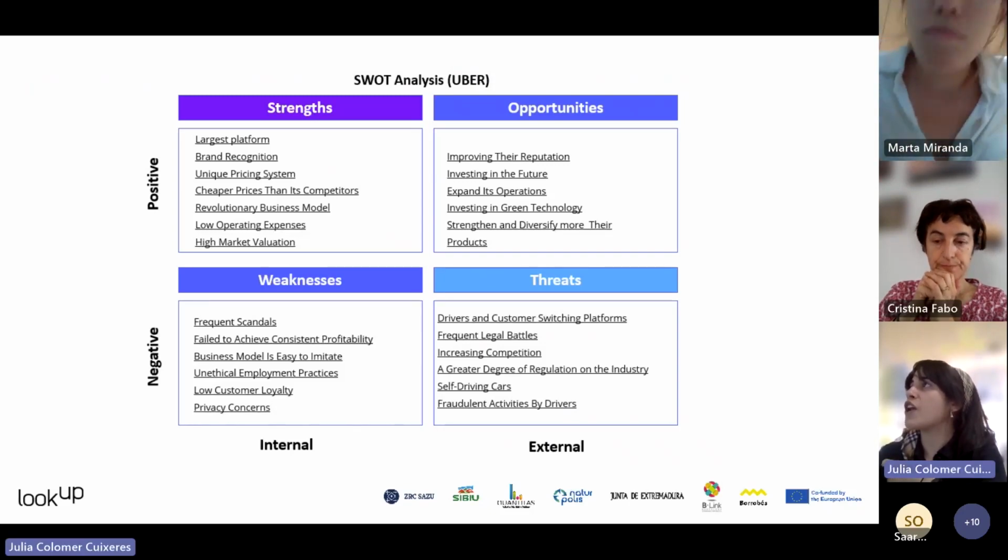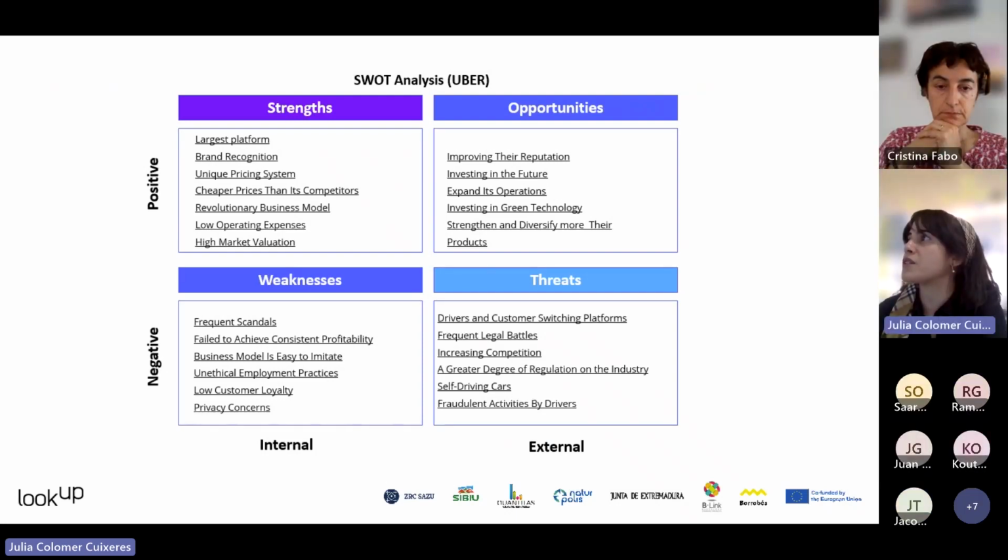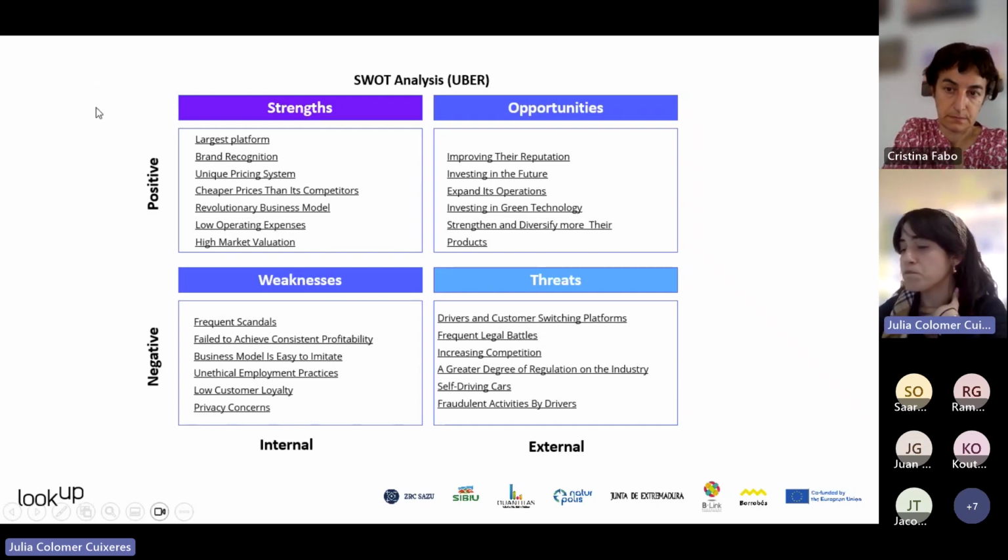For this, another tool that we are going to use is the SWOT analysis, which is strengths, opportunities, weaknesses, and threats. I guess that if not everyone here, most of you know this amazing tool because it has been used for everything and is really useful. Here you have the example of Uber again. And yes, just to give you a brief summary about the tool, because maybe someone doesn't know it.